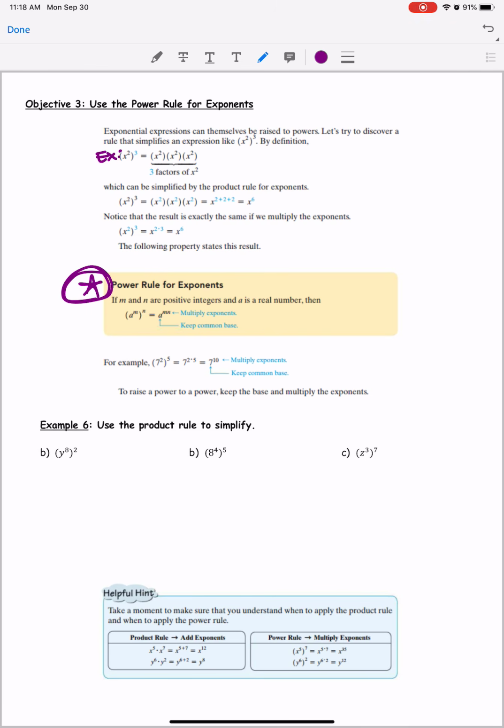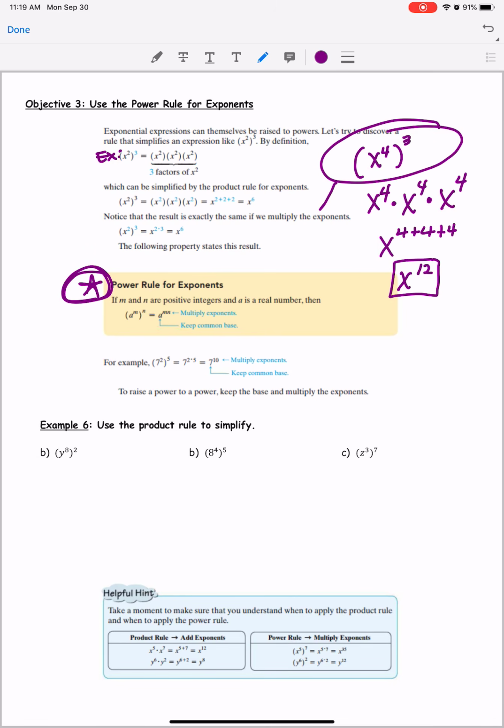If I've got x to the 4th, and this is being squared. That squared means I have this base 2 different times. And you know what? Let's just make that a 3. I've got it 3 different times. So that means I have x to the 4th times x to the 4th times x to the 4th. Well, now this is just my product rule. My product rule says to add these together. So now we've got 4 plus 4 plus 4. So I've got x to the 12th.